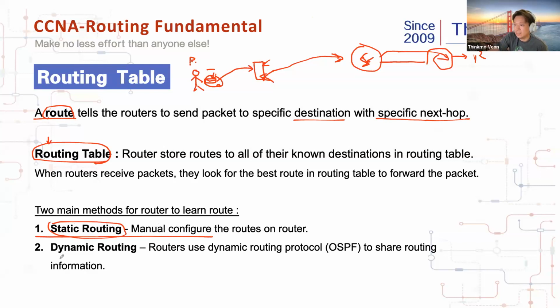And the other way to have the routing information is dynamic routing, in which the router will run a dynamic routing protocol, for example, OSPF. So for the dynamic routing protocol, all the routers will actually share the routing information with each other with some mechanism.